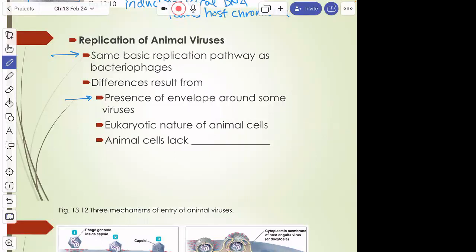host cell somehow. The eukaryotic nature of animal cells, that's a kind of enigmatic way to say, remember, animal cells have a nucleus. So a DNA virus needs to go where the enzymes are to replicate its DNA. So it has to have a way to get through that nuclear membrane as well. And then, of course, remember the animal cells lack what bacteria have. They are going to lack a cell wall. So that's, again, going to be differences in how the virus will enter a host cell, and how it will leave again.